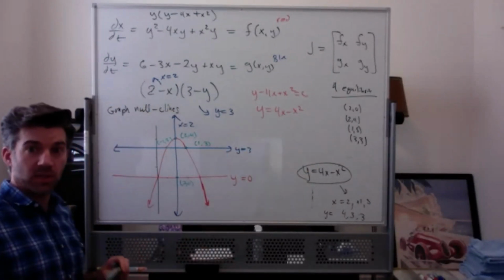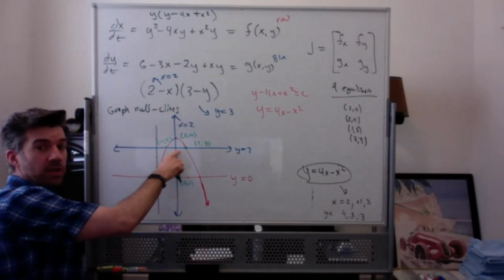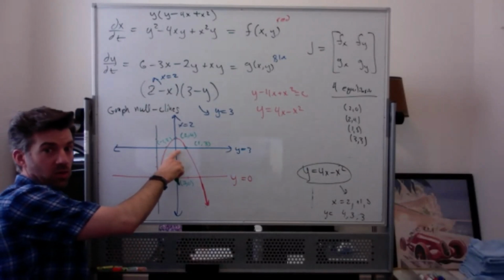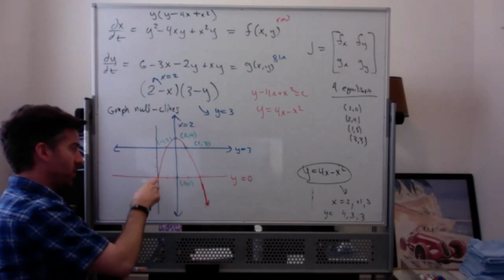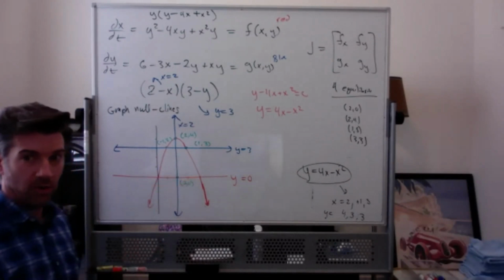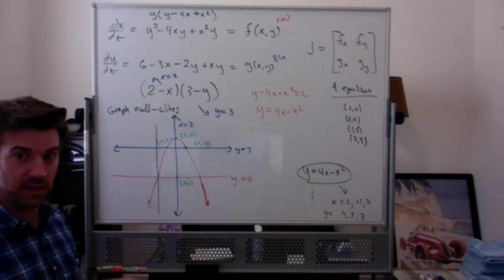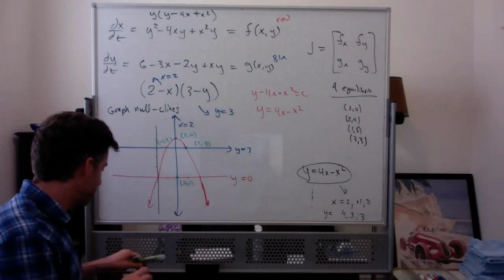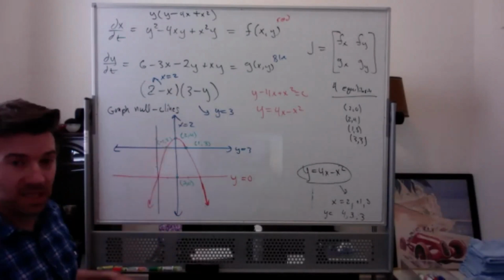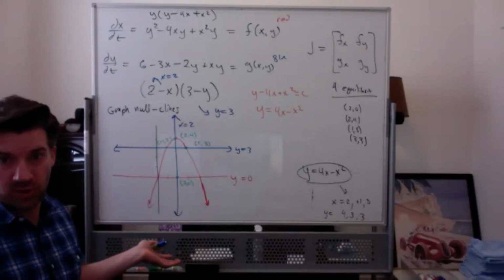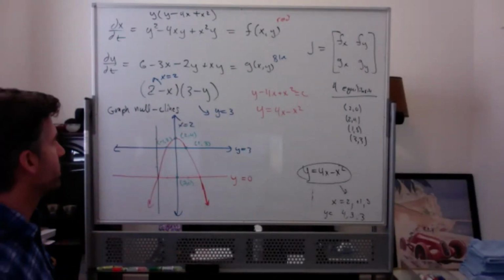Just to be super clear, we don't have one here where the two null lines intersect, and we don't have one here or here. Right? You only have equilibria where the different types of null lines intersect each other. Okay. We don't need this picture, but it is a nice picture to have, and we might come back to it.